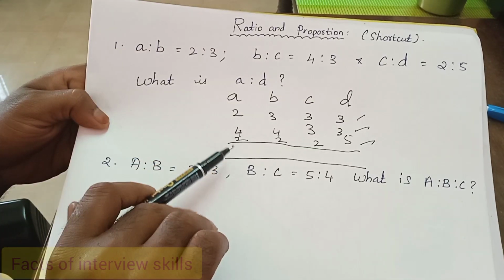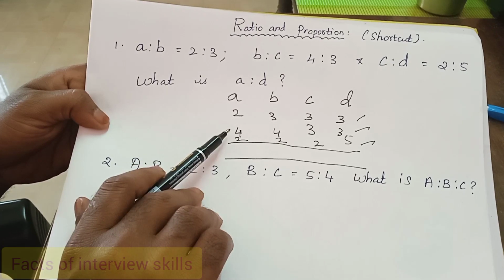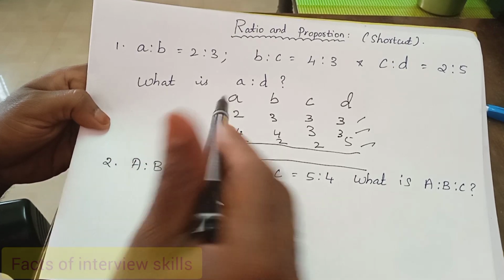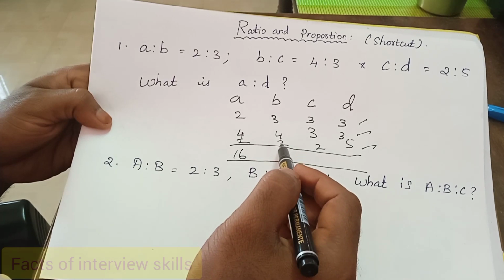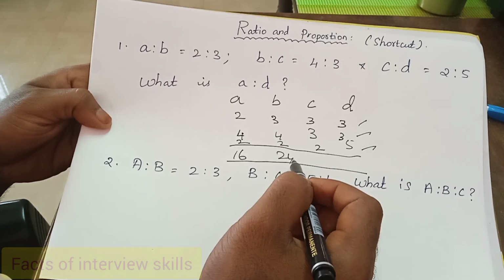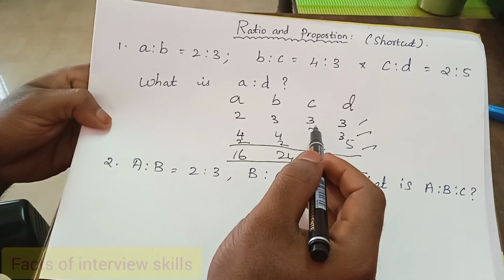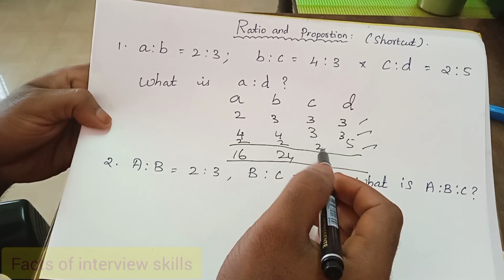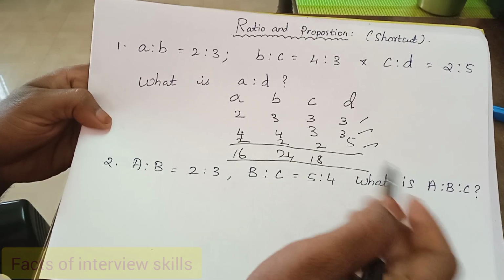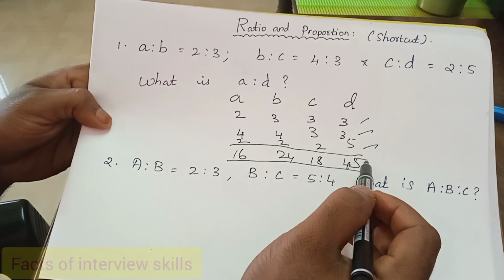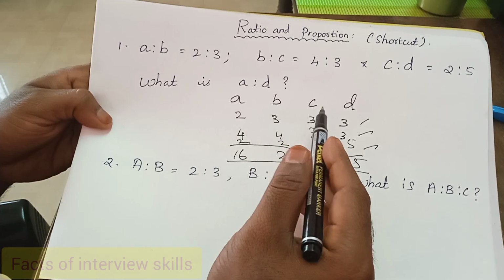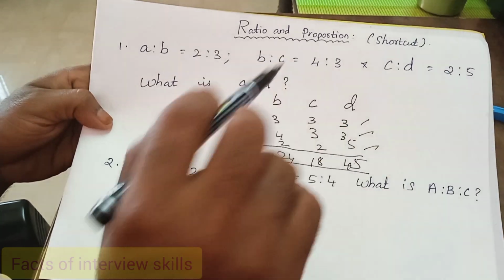Now multiply the numbers. 2 into 4 is equal to 8. 8 into 2 is 16. 3 into 4, 12. 12 into 2 is 24. 3 into 3 is 9. 9 into 2, 18. 3 into 3, 9, 9 fives are 45. We got the A is to B is to C is to D numbers.